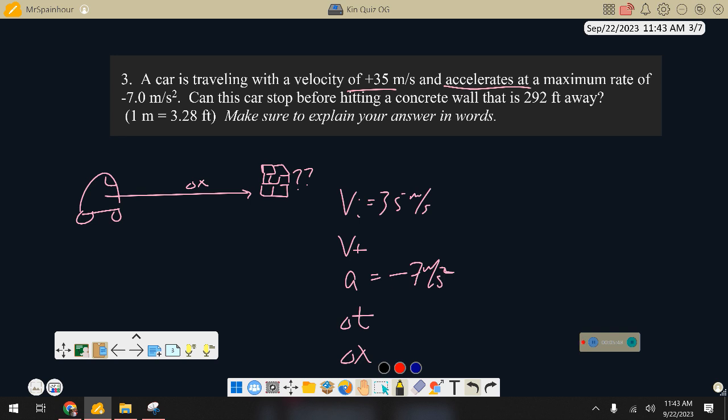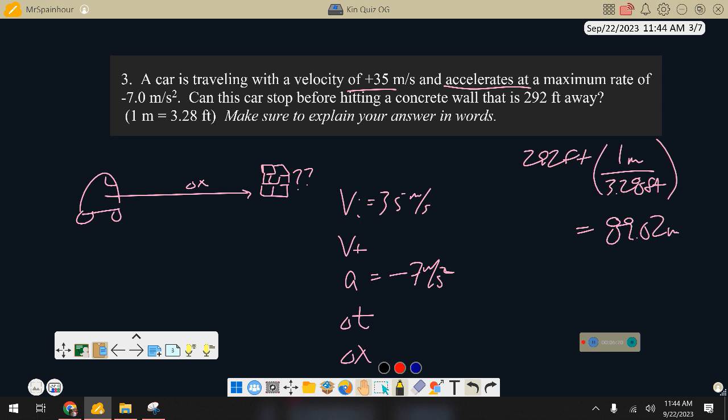Can the car stop before hitting a wall 292 feet away? Now I had a couple of people convert this to feet per second and this to feet per second squared. You can certainly do that. I'm not going to. I already have meters per second ready. So I'm going to go ahead and take this 292 feet and convert with that conversion over on the left there. If you don't already have this conversion down, I would suggest it. But after calculating it, that's 89.02 meters. That's how far it is away. Now, what do we do with that 89.02 meters?